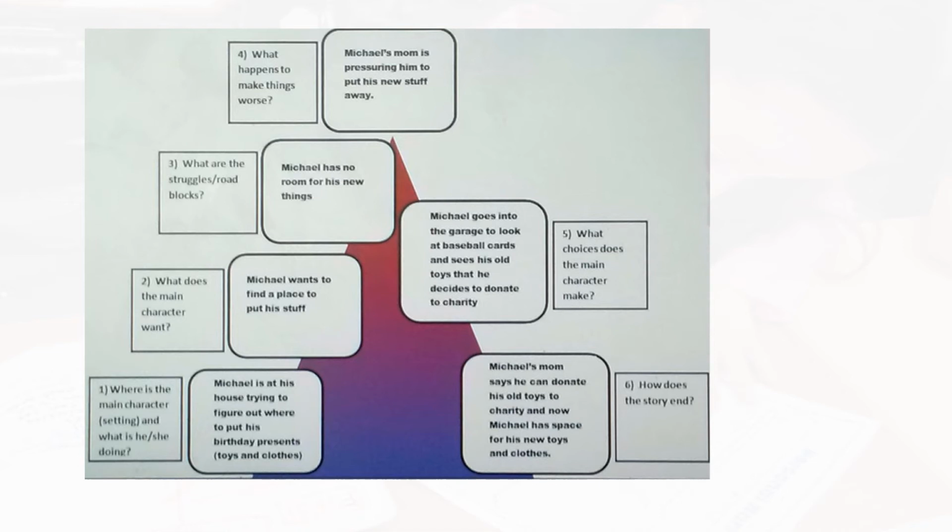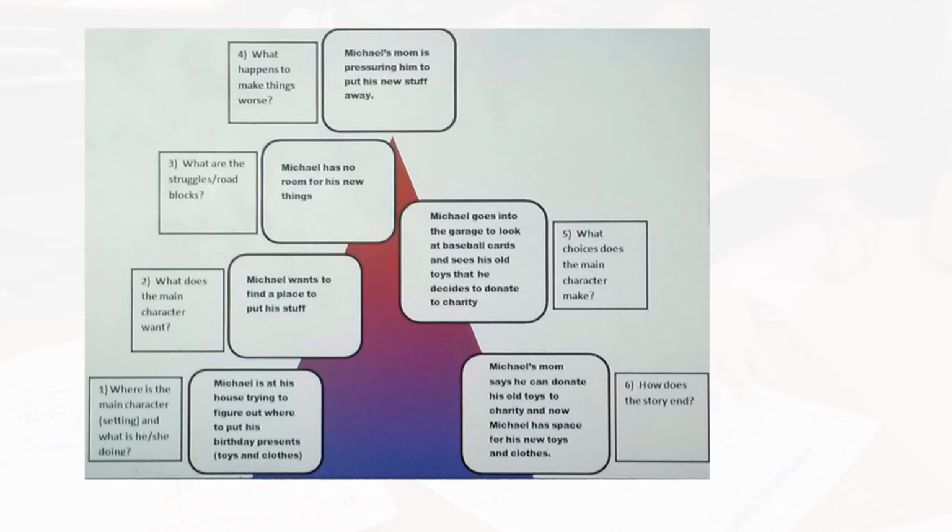You see on the right side of the mountain, the choices that he makes is that he goes into the garage to look at baseball cards, and he sees his old toys and decides that he wants to donate them to charity. So first he makes the choice to look at his baseball cards, then he makes the choice that he wants to ask his mom about donating to charity.